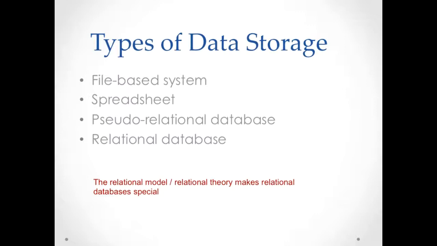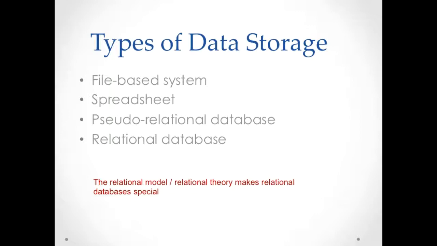So there are several different types of data storage. The first is a file-based system. This is sort of old-timey data storage. And in a file-based system, data are basically just in files. Like if you took an Excel spreadsheet and sent that to somebody, that's a file.